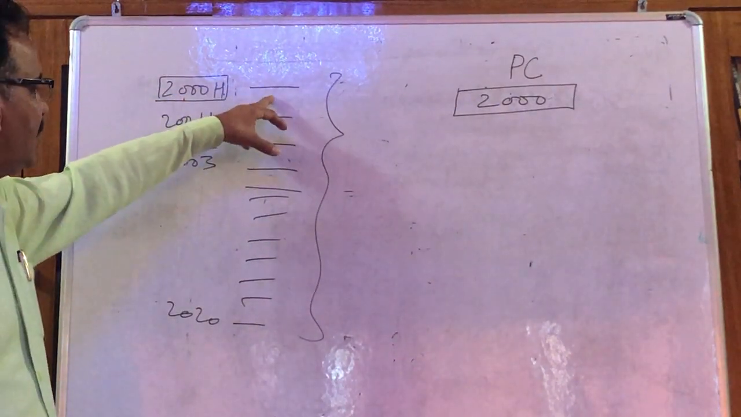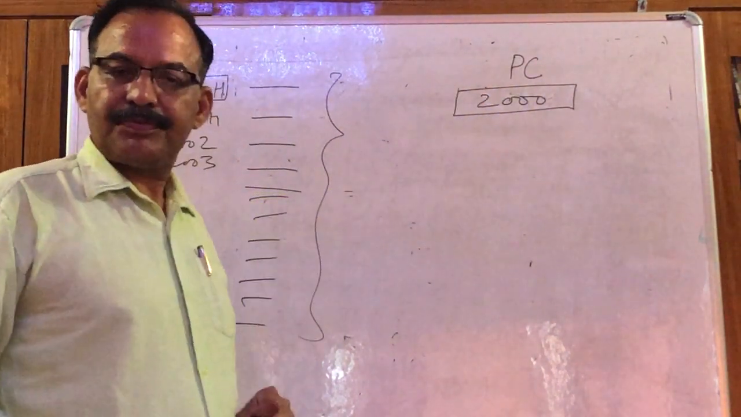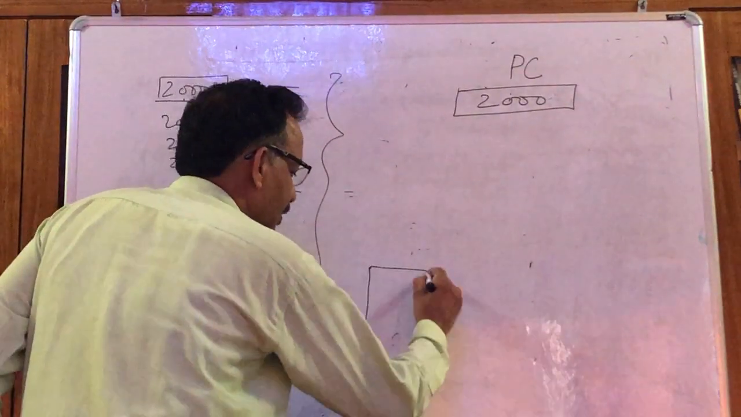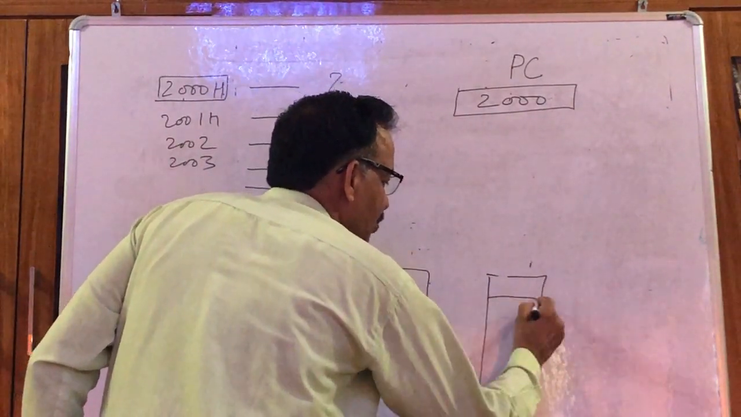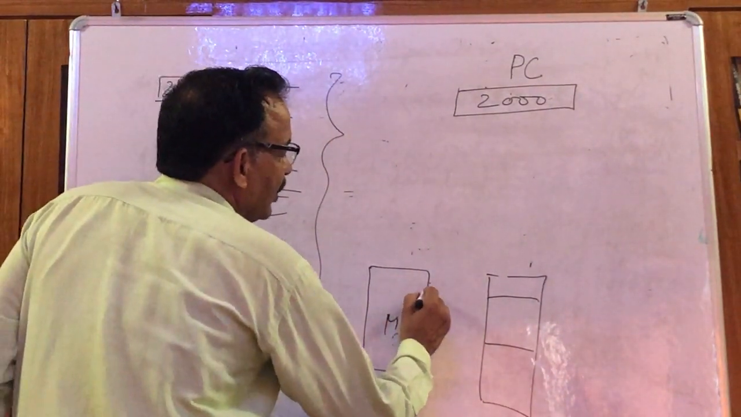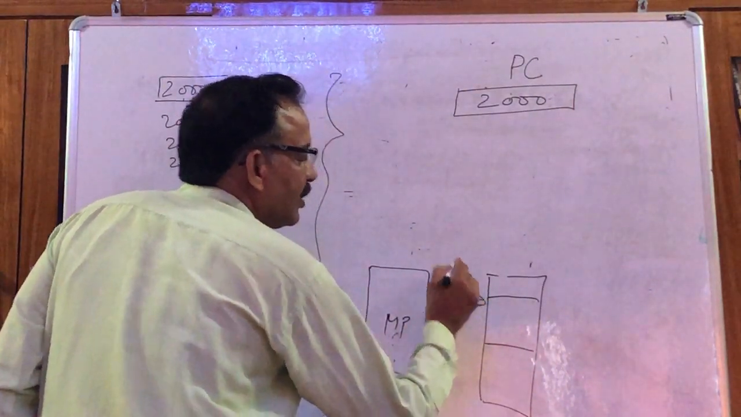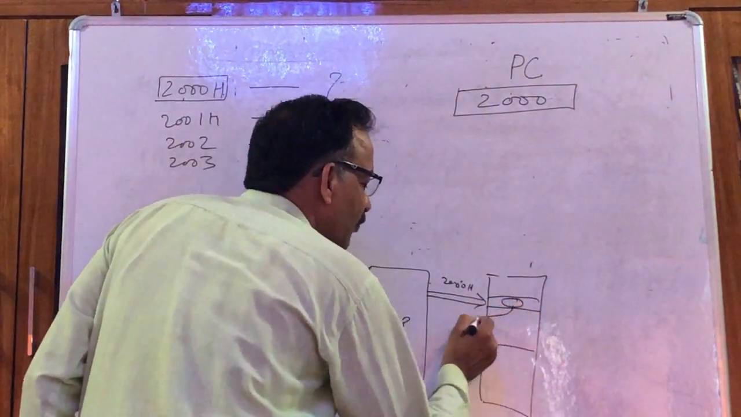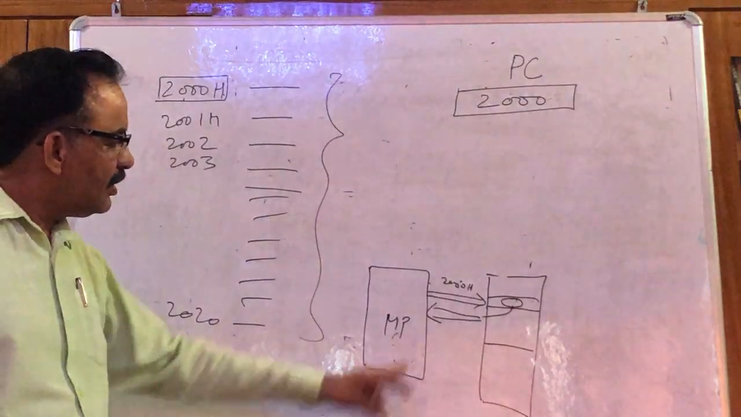Here the first byte is present at this 2000 location. So when it starts executing, the microprocessor will send an address to the address line, that is 2000H, to the memory, where somewhere this program is stored. Then the byte from here will be transferred to the microprocessor for executing. Right?